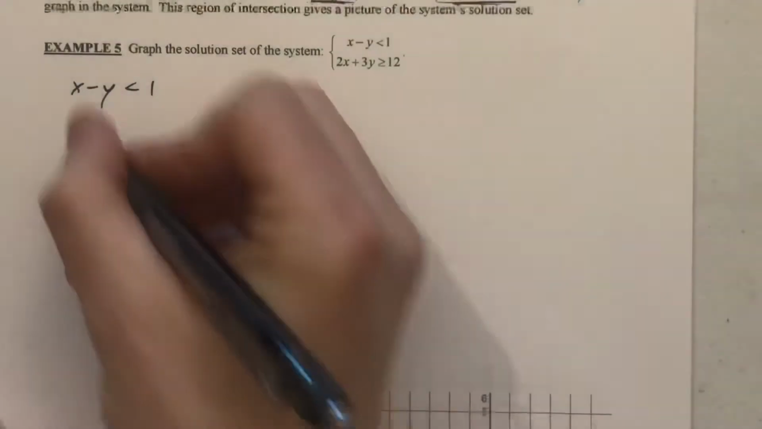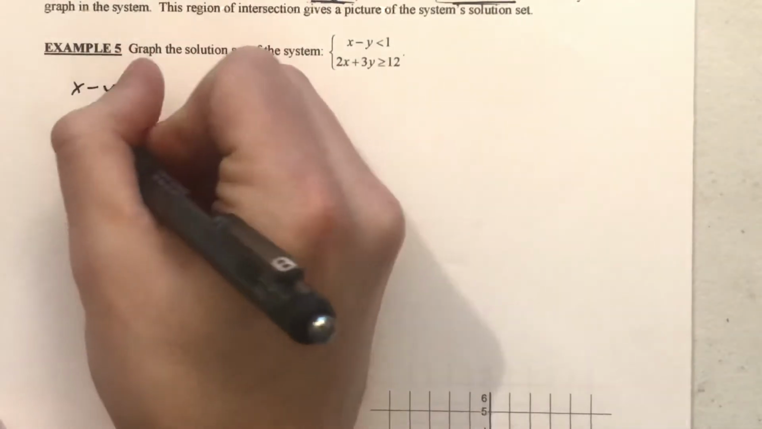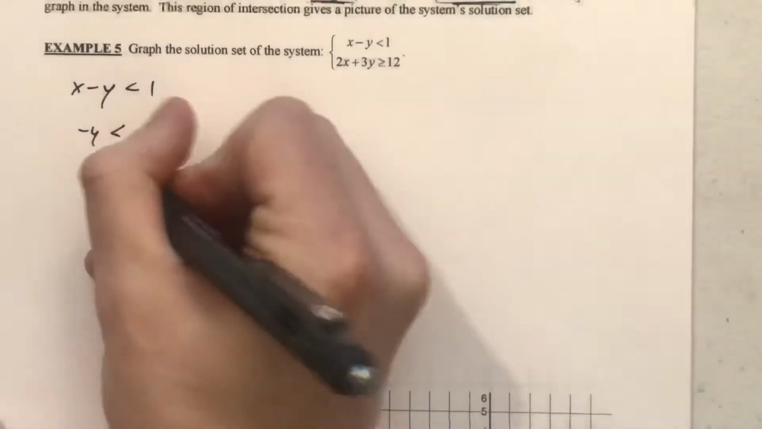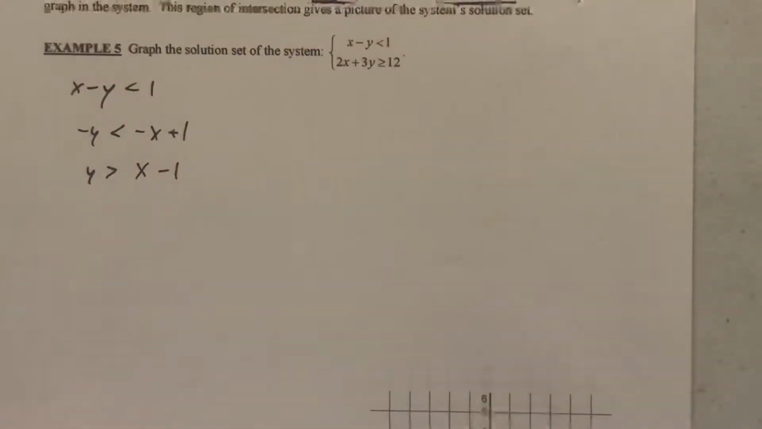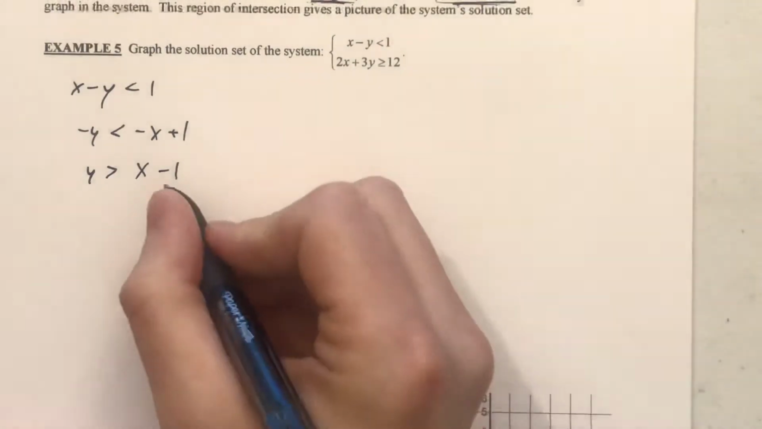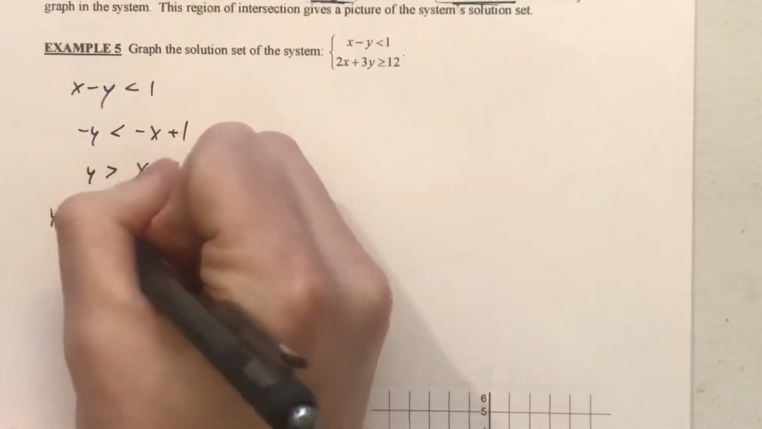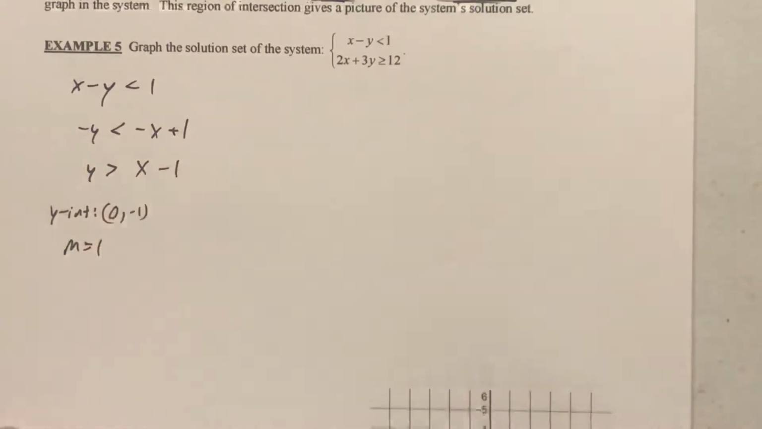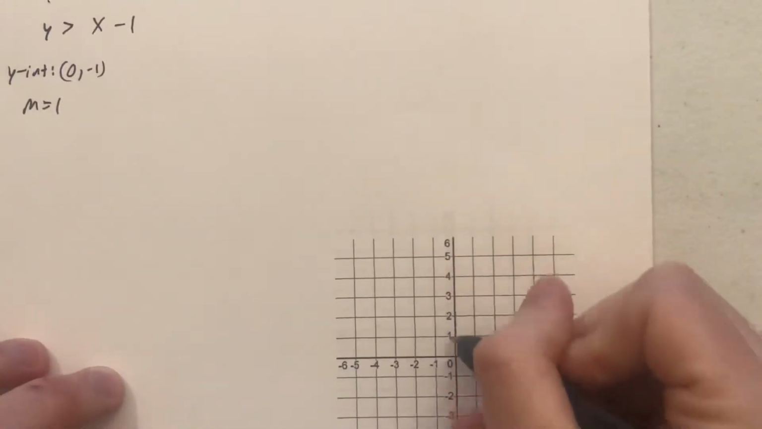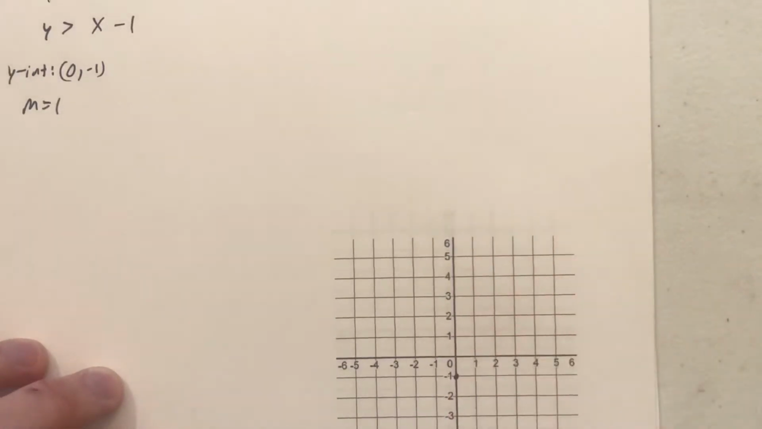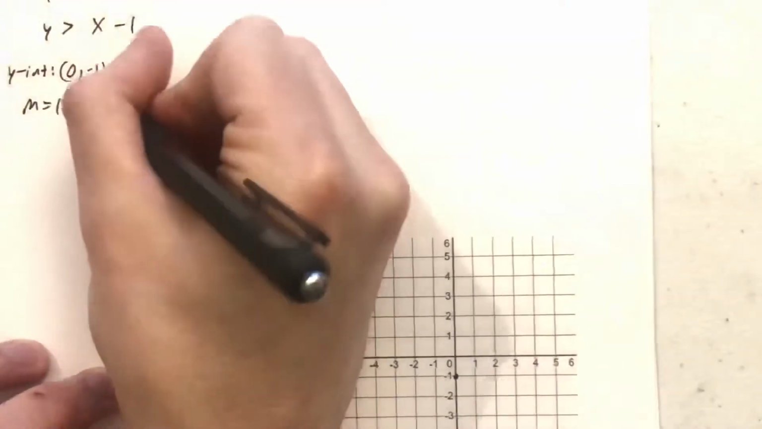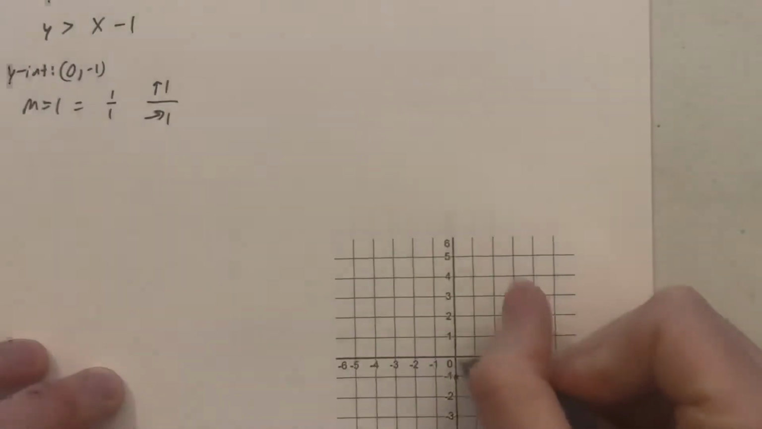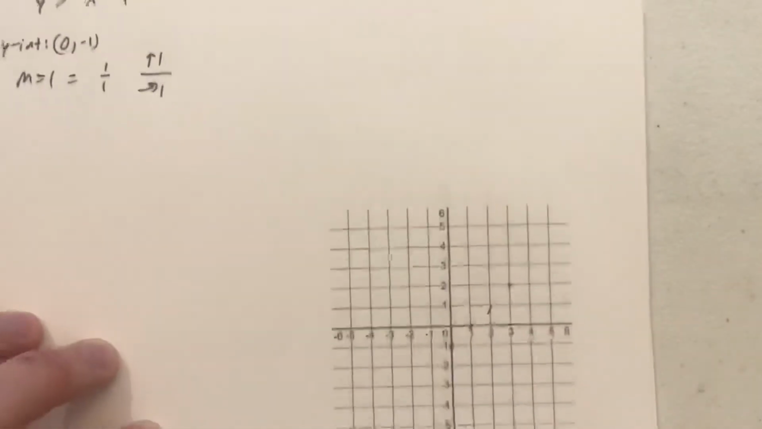So looking at our first one here, this is just two lines, so we'll graph them, starting with this one. I'll subtract the x and divide by a negative, which will switch that sign around. That gets it into graphing form for me. So we'll have a y-intercept at the point (0, -1), and his slope will be 1, like 1 over 1, so up 1, right 1. So we'll have our line going up like that.